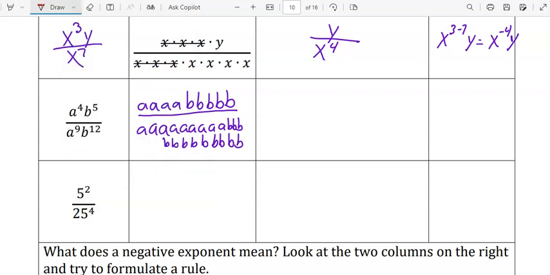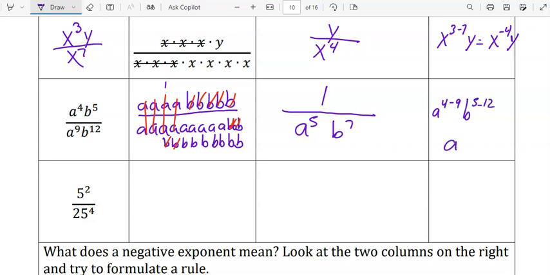Cancel all the like factors. And then rewrite it. Everything cancels at the top. It's a 1 all over a to the 5th, b to the 7th. We have a to the 4 minus 9 times b to the 5 minus 12. And then that'll give you a to the negative 5, b to the negative 7th. And then let's expand the last one.